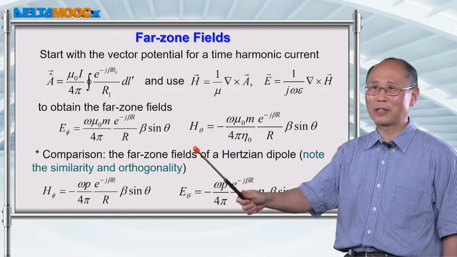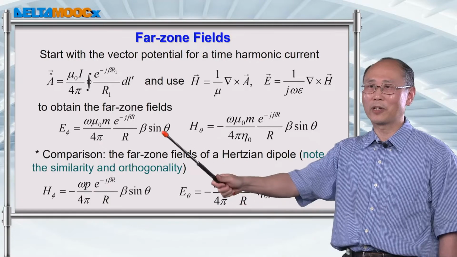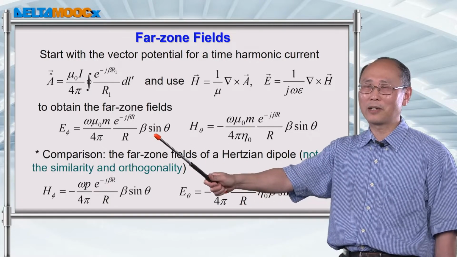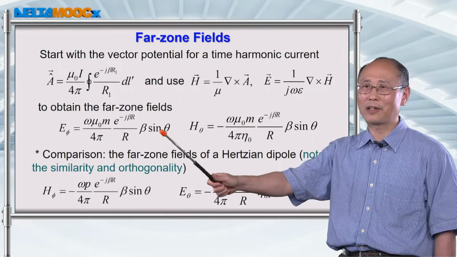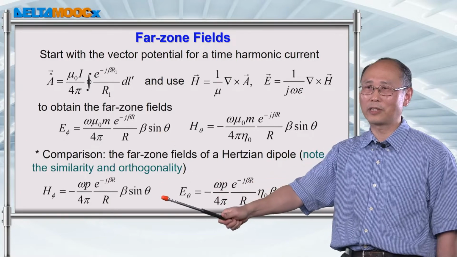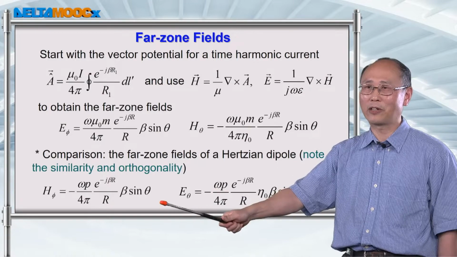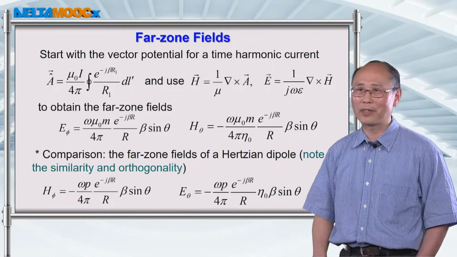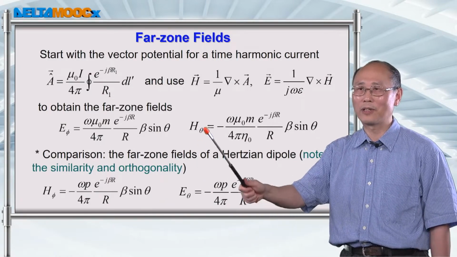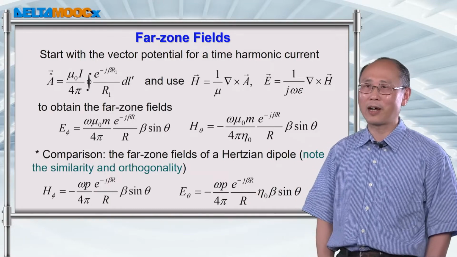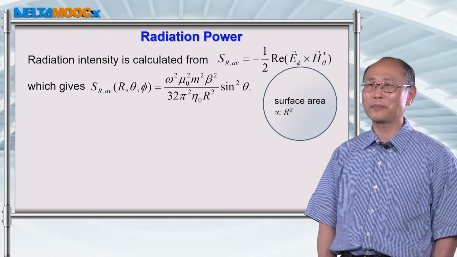So the expressions are very similar because you can see the same dependence on theta in this case and also in this case, and also the 1/r dependence in this case and also in this case. But the fields in these two cases are orthogonal to each other.